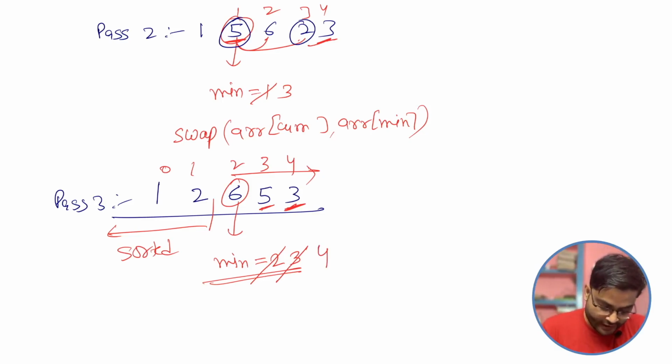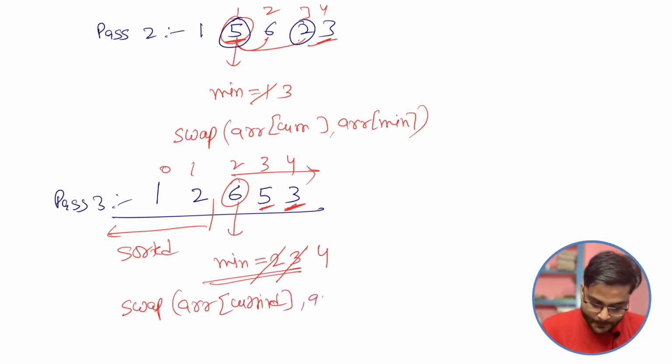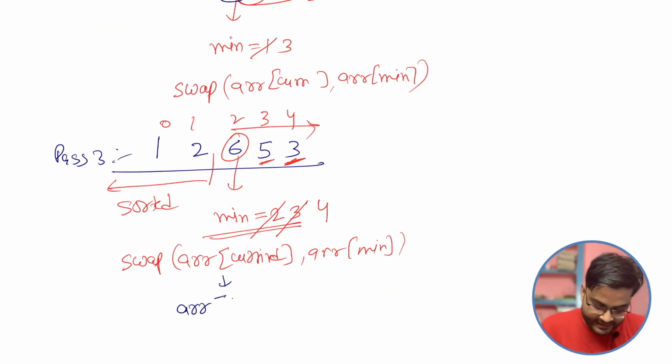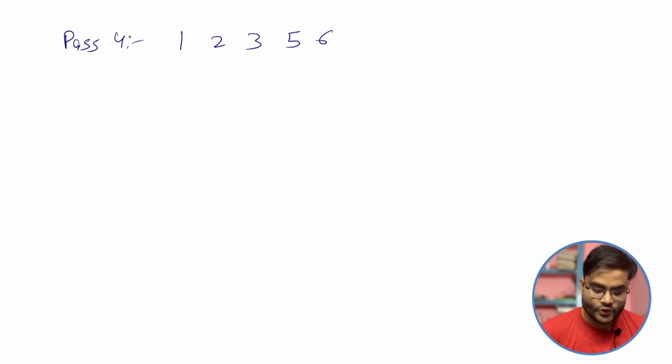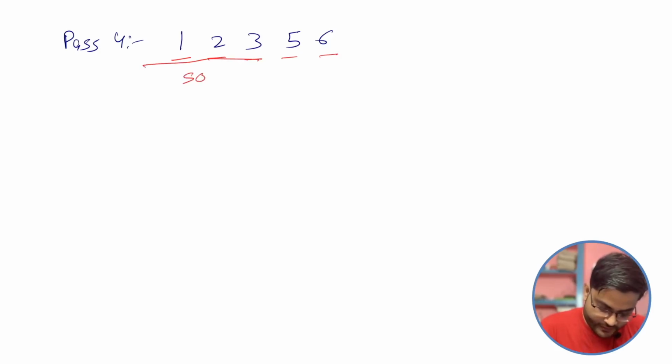Now I will again swap the array's current index with my minimum index. Here the value at my current index is 2, and my minimum index is 4. So swap the values of 2 and 3. So this will be 3, this will be 6. After the third pass we have values like 1, 2, 3, 5, 6. So this is sorted and this is unsorted.